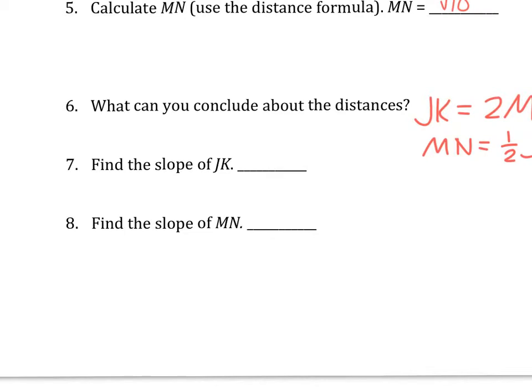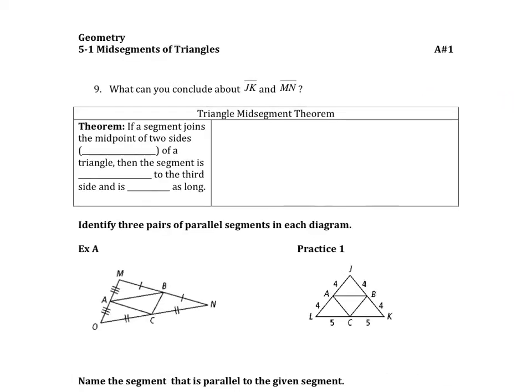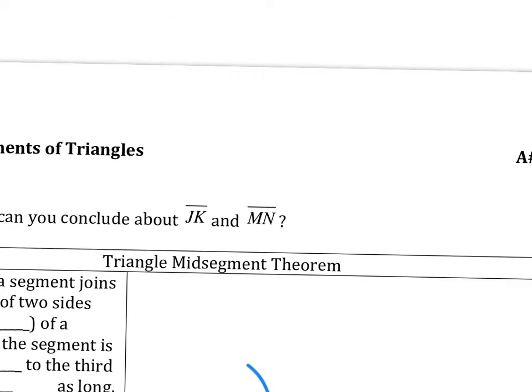So down here, what are the two slopes? 1/3, 1/3. Conclude what about those two? Well, those two, JK and MN, are parallel.